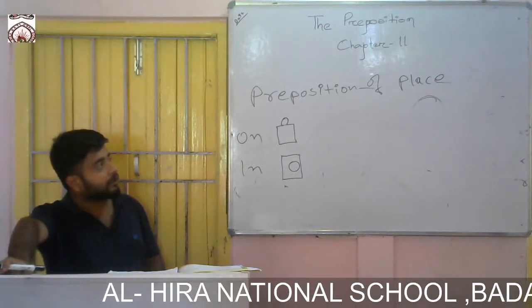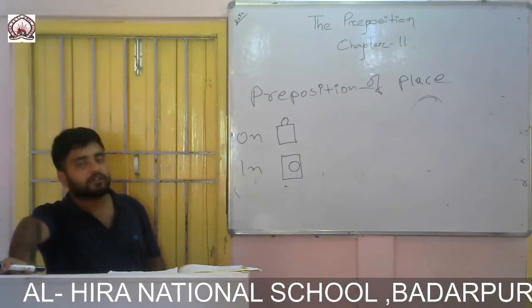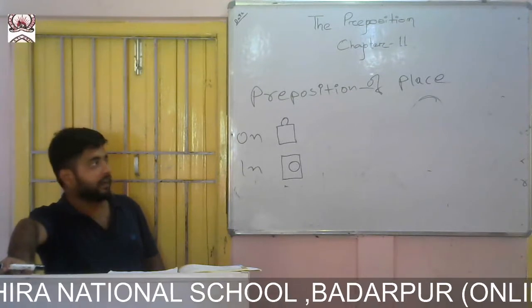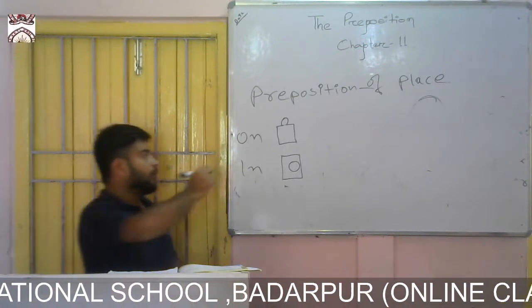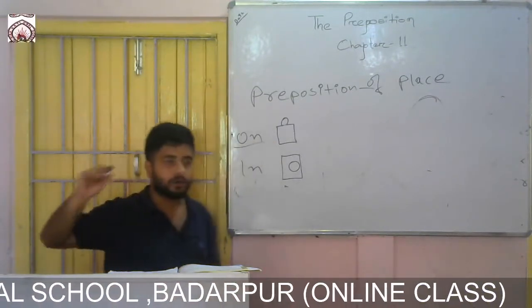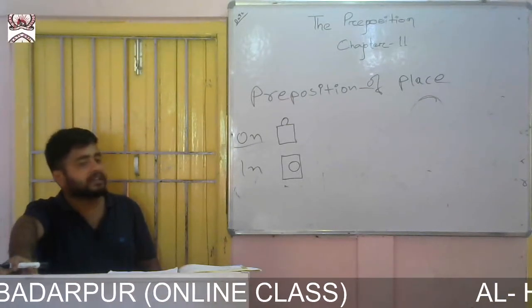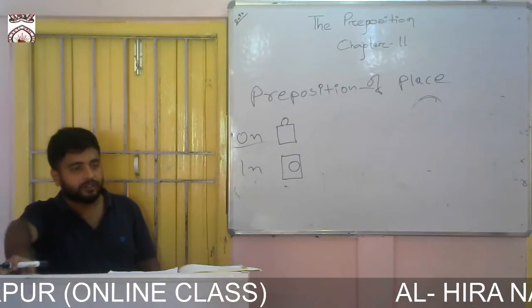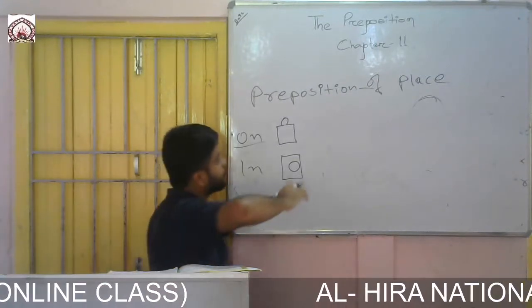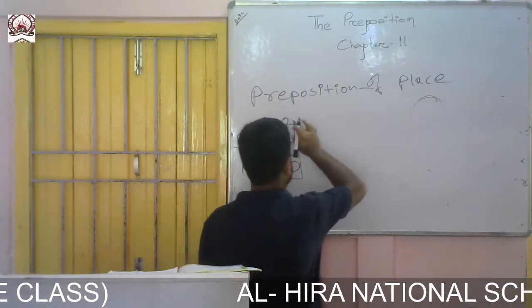Now I am going to discuss prepositions of place. The first one is on. Where do we use on? If the object touches the surface, then we have to use on.